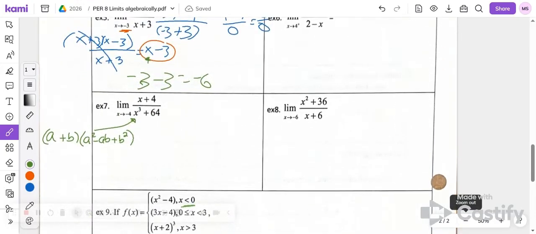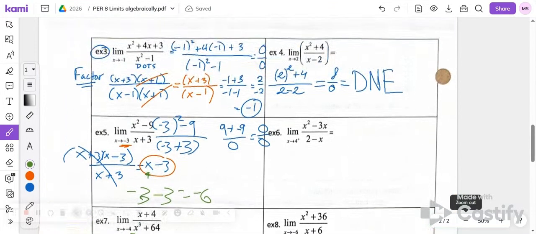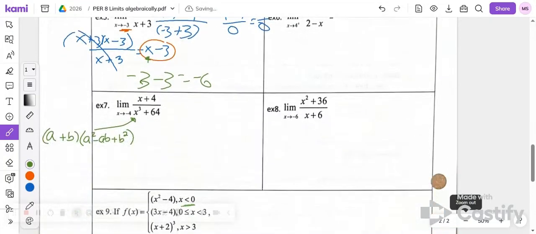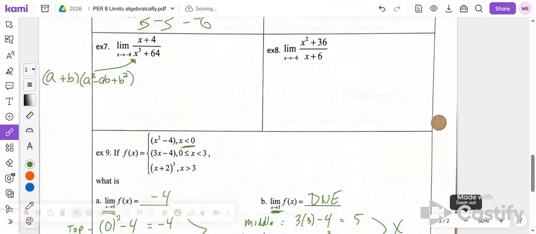Can you do example 7 with us real quick? You want me to do 7 with you guys? Yeah, this way we know if we need it. I can do this with you. All right, hold on. Yeah, we already have that. I know, I gotta do it though. 0 over 0. All right.